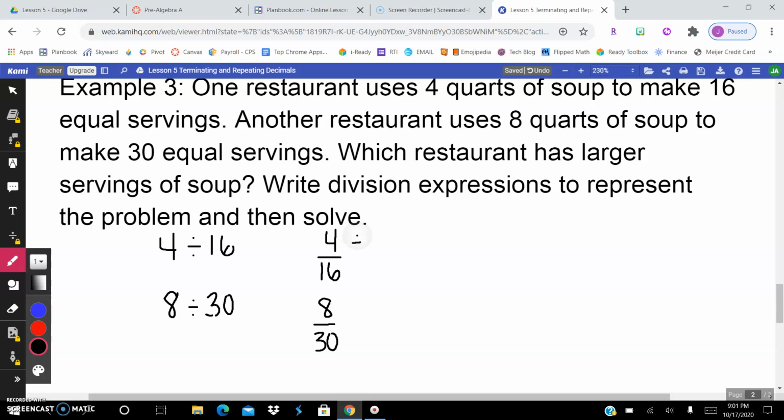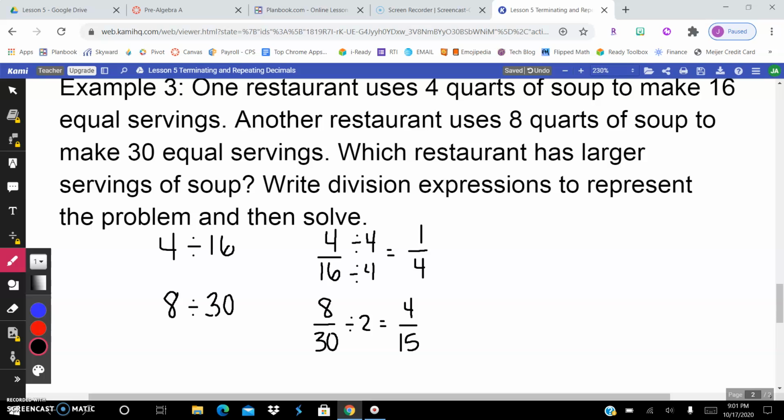4/16, both of those numbers can be divided by 4. And I would have 1/4. And 8/30 is even, so I'm going to go ahead and cut both of those numbers in half, or divide by 2. So I would have 4/15.